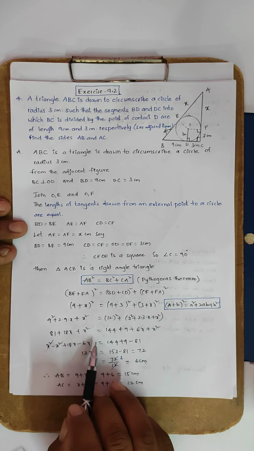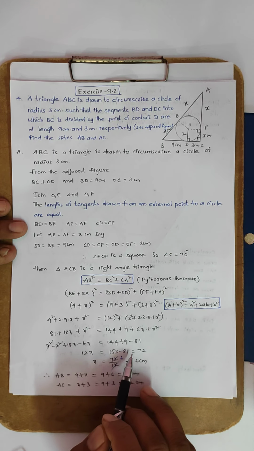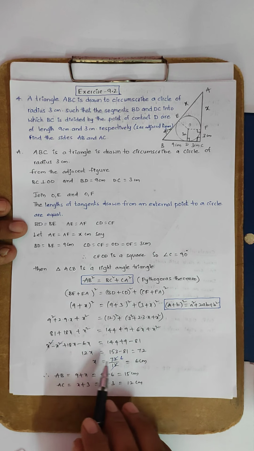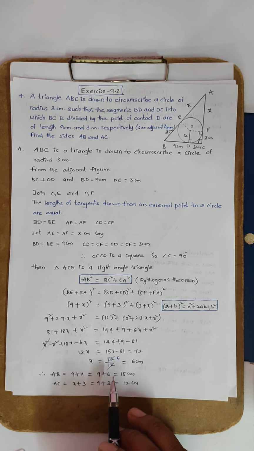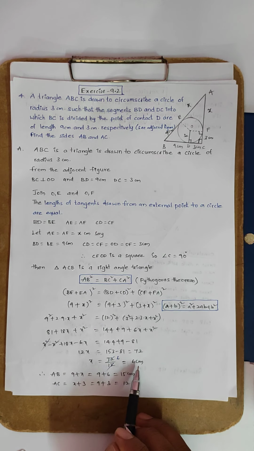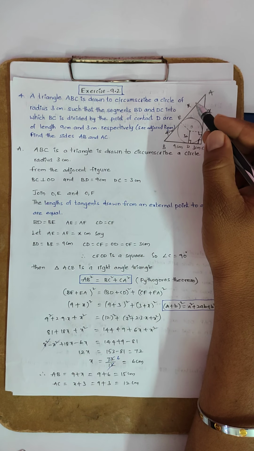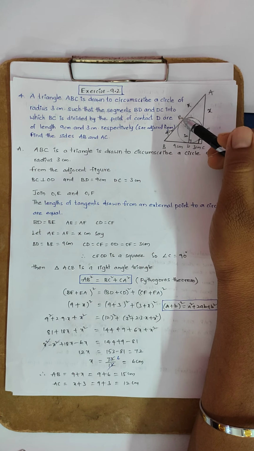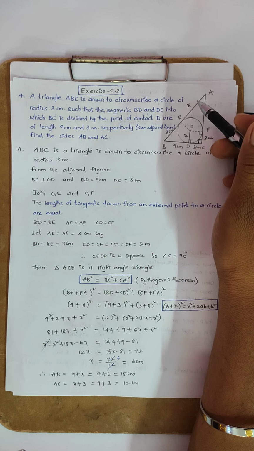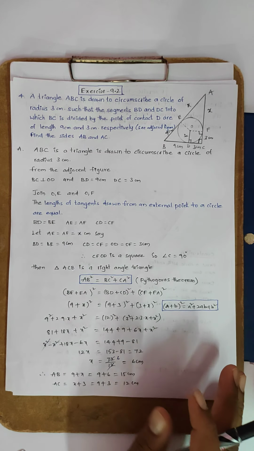This 81 goes to that side as minus 81. 153 minus 81, the difference is 72. So 12x is equal to 72, x is equal to 72 by 12, which is 6. So the value of x is 6 centimeters. Now the AE value is 6 centimeters. The value of AB equals AE plus BE, so 9 plus 6 is 15 centimeters. And 9 plus 3 is 12 centimeters.